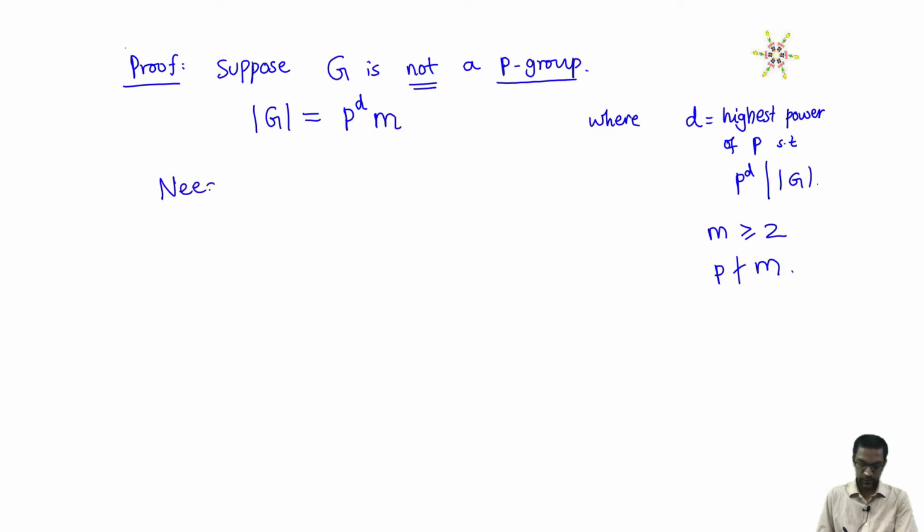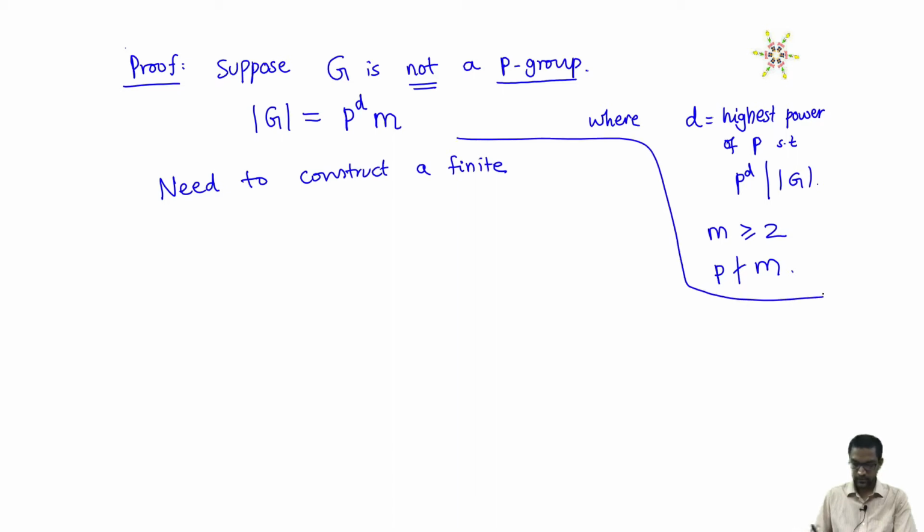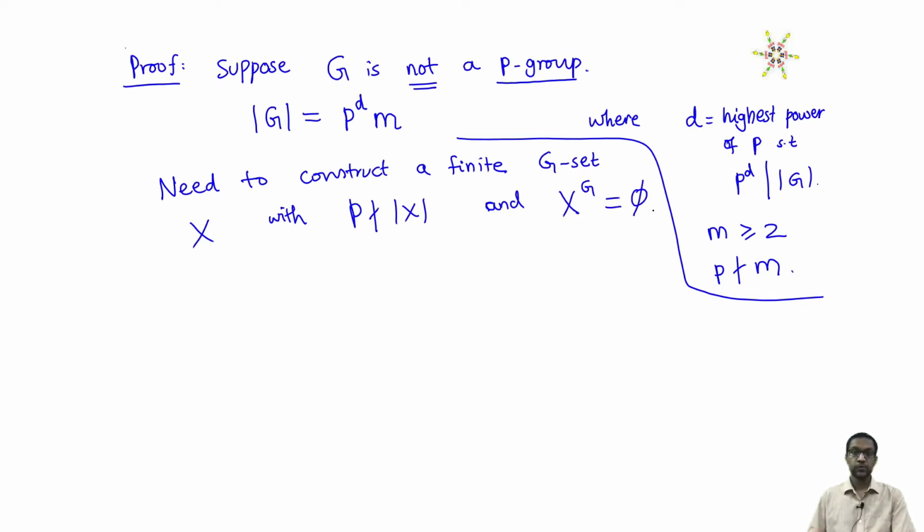So we need to construct a finite G set X with P not dividing its cardinality and such that there are no fixed points. If I can do this, then I would have obtained a contradiction, and therefore my original assumption would have been wrong, and therefore the proof would be complete.